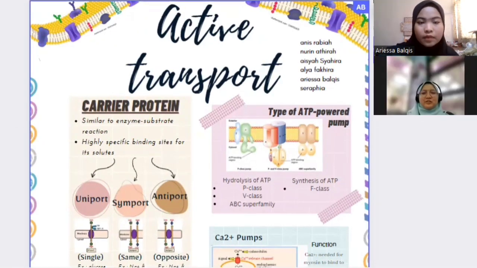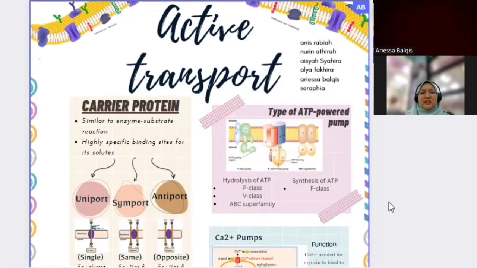In order to understand active transport, it is necessary to first understand the carrier protein. Carrier protein is the protein used during active transport by moving the solute against the concentration gradient with the help of ATP. The mechanism of carrier protein is similar to the enzyme-substrate reaction, and each carrier protein has its own binding site for its solute.